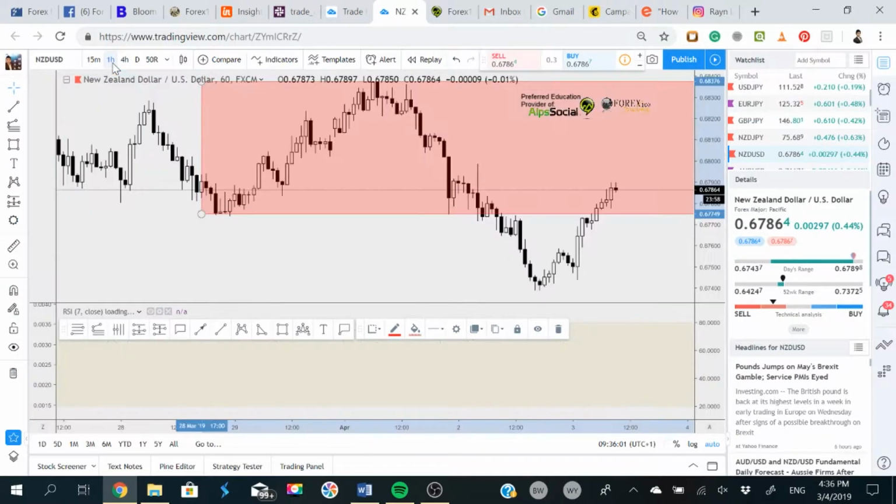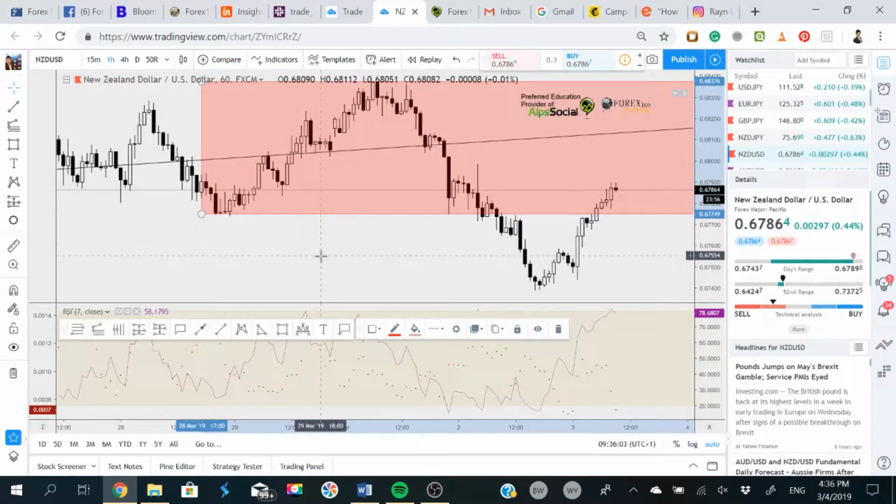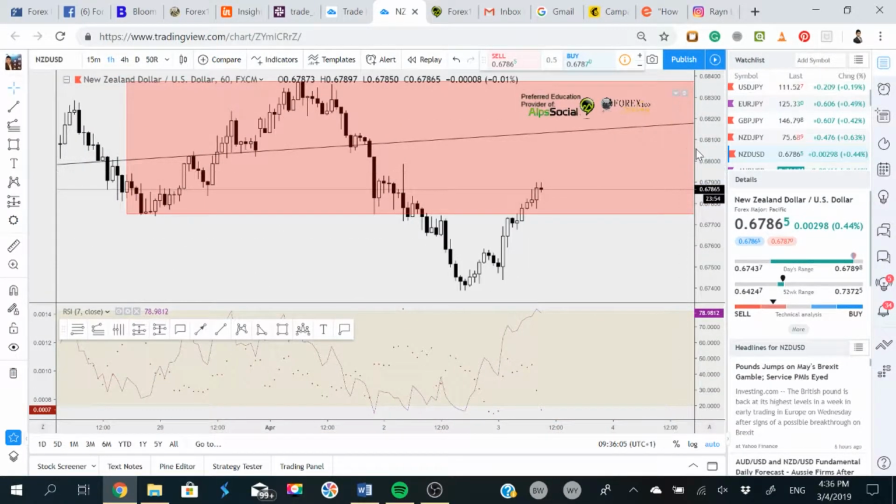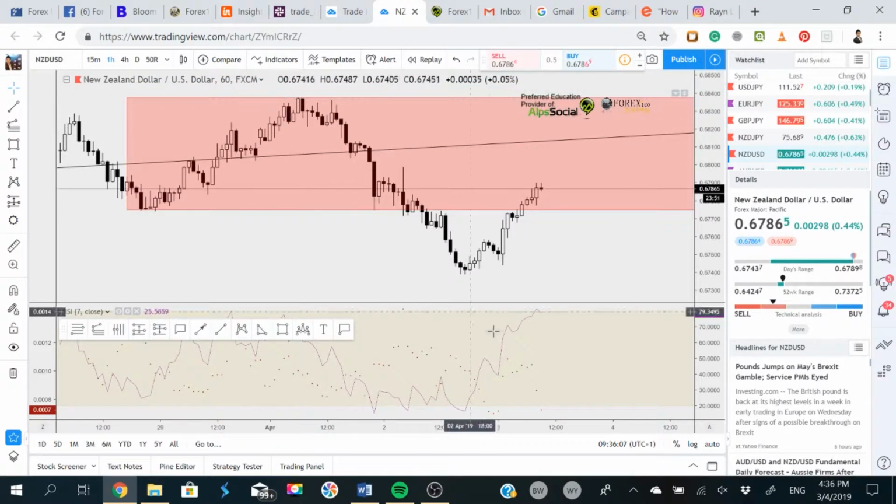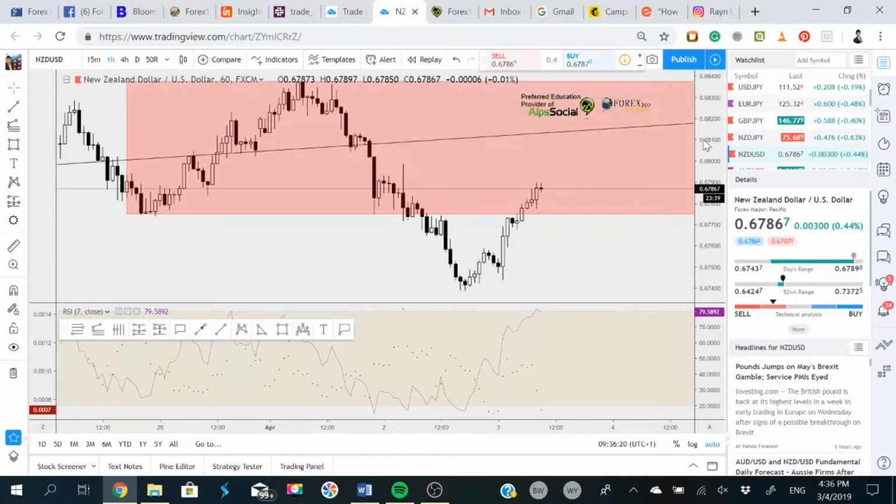Head down to 1 hour. This is what I have over here on the 1-hour chart. The market came down and hit this level. If the market retraces to a certain level, then we might be looking for a Bat pattern on New Zealand dollar 1-hour. All right, so take note of that.